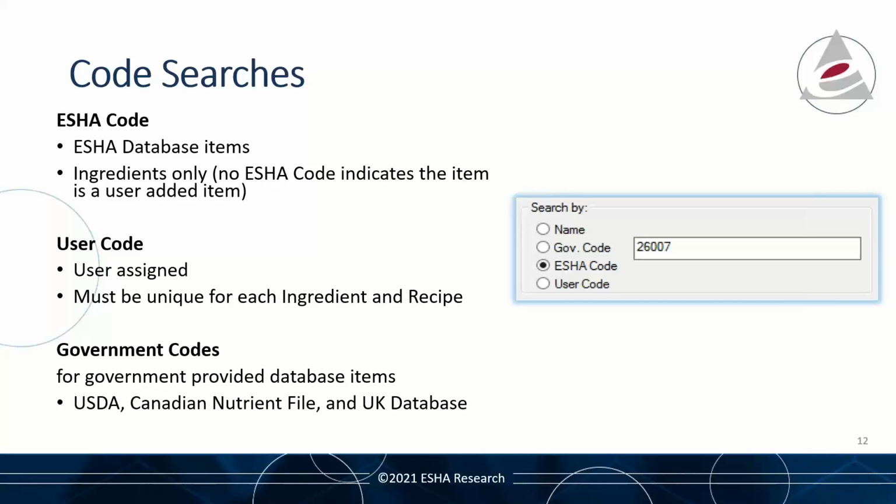And you'll see government codes in the software. Those will be assigned to ingredients from our government collections. So again, like the USDA, Health Canada, USDA FNDDS collection. For those, you'll see a government code assigned for those items. And again, you can search by those codes.